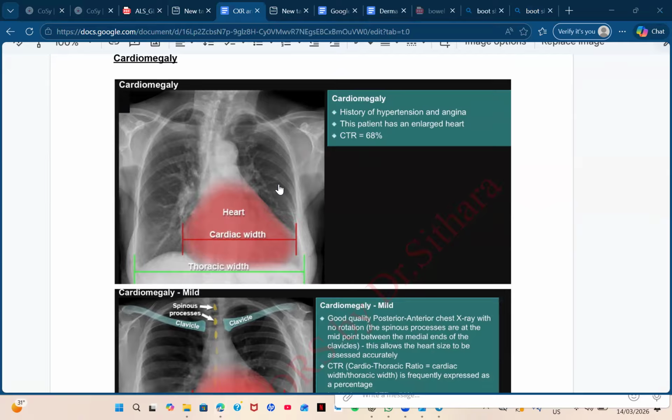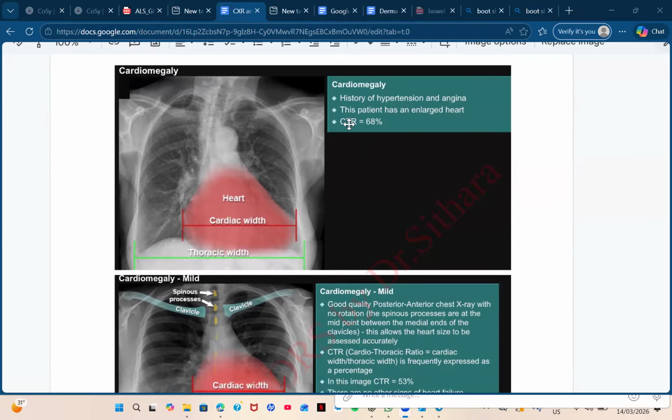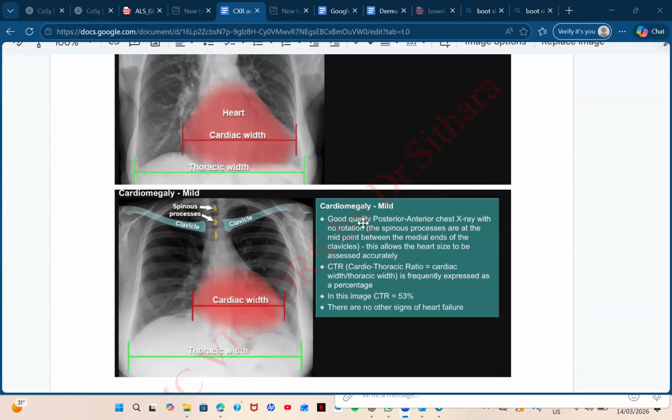You should think about the cardiothoracic ratio, right? The cardiothoracic ratio is increased here. The cardiothoracic ratio in here is 68%. So this is the cardiac width, this is the thoracic width, right? This ratio is increased here. It's 68% here. In this mild case, it is 53%, right?